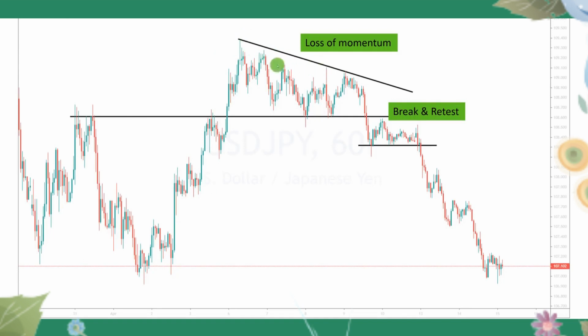This is a very important finding, and a market that is not able to pull into a new high, especially after a prolonged uptrend period, is already giving you some information that the market is not as strong anymore and that the buyers are not as interested anymore in keeping the price up. So loss of momentum can be observed by looking at the lower highs.